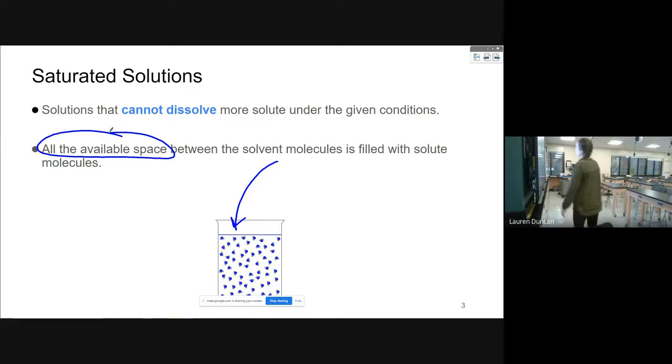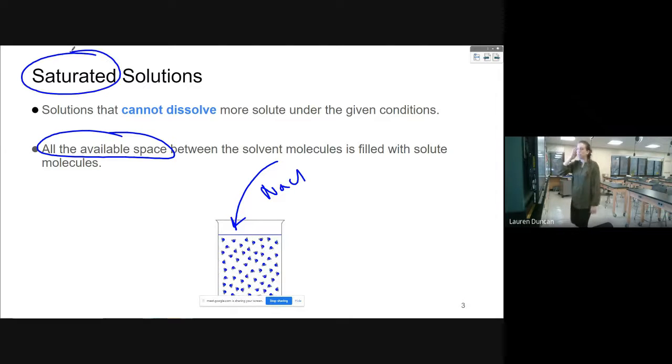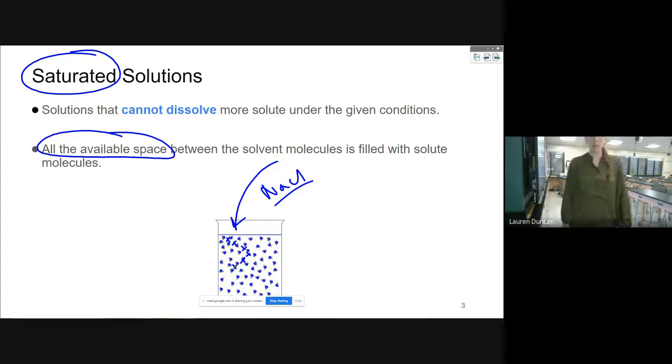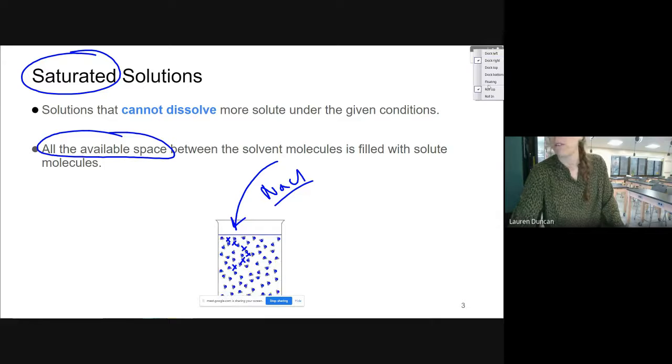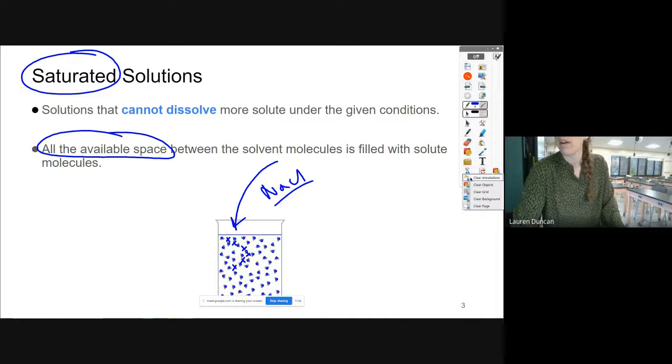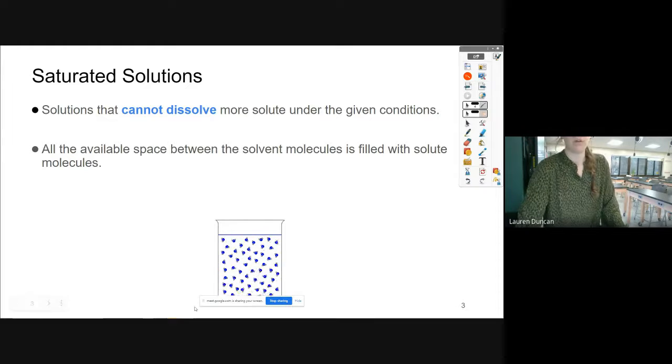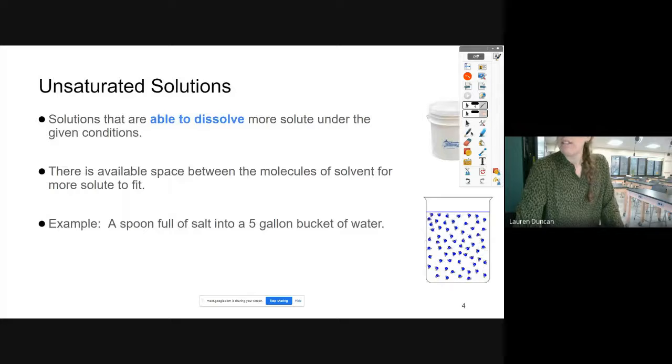So if my solute was salt and I wanted to make a saturated solution of salt and water, I would have to dissolve enough salt so that every single available space between water molecules was filled by a salt molecule. And if I filled up all those available spaces, I would have a saturated solution. I could not dissolve even one more grain of salt in the solution because all the room between solvent molecules is taken up.